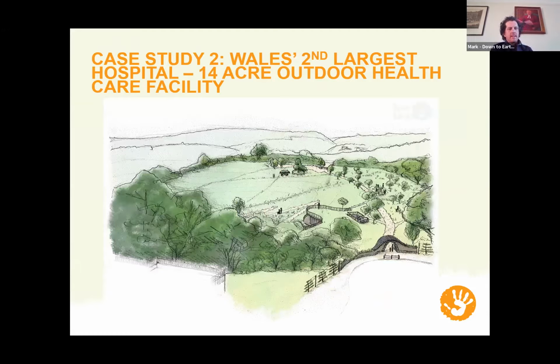And the second case study is based on UHL, so University Hospital Llandough, which is part of Cardiff and Vale University Health Board. So this is the UHL campus, the second largest hospital in Wales. We're working with the staff, patients, and the wider community for that matter, in the design, build, and then once completed, the ongoing maintenance and use of a 14-acre outdoor healthcare facility. So it's quite a radical approach. We've involved staff and patients through the full process of the design, and we're now at implementation stage.